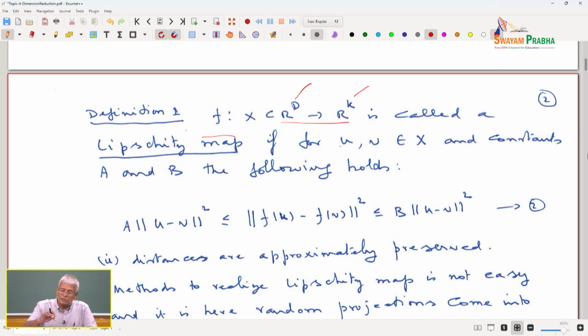So when do you call this function a map? Map is a technical term to denote a vector valued function of a vector. For u, v belonging to X, there exist constants A and B such that the square of the distance between the images is less than or equal to a constant multiple of the square of the distance between the originals, and also greater than or equal to a constant multiple of the square of the distance ||u minus v||, which is the difference of the two vectors u and v.